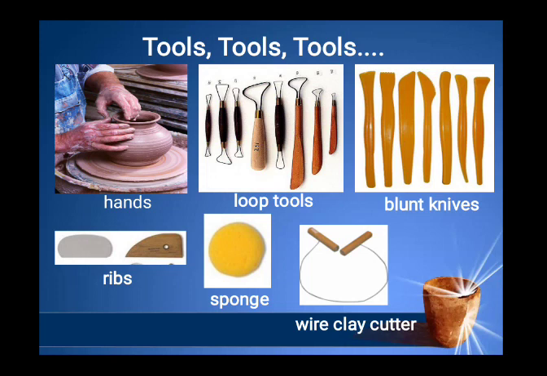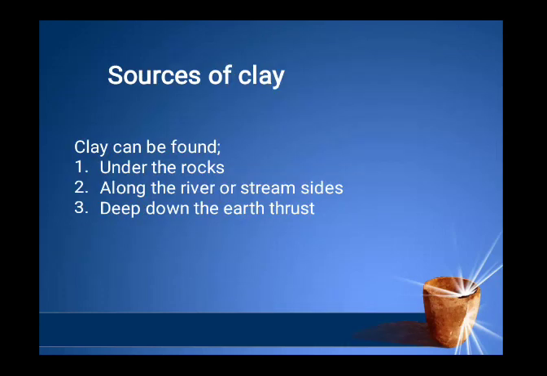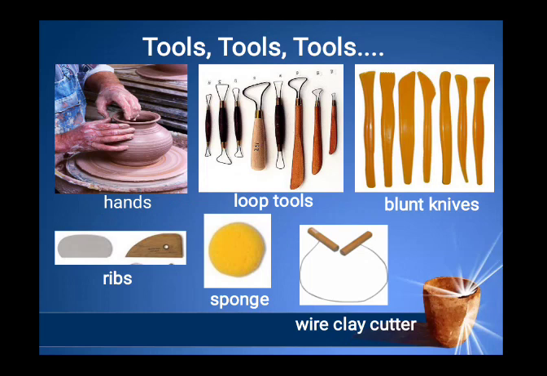Then we need loop tools. As you can see in the picture, loop tools. We have the blunt one. This is what we call loop tools. Then we have sponge or foam. You can also use foam, and anything else you can get your hand on that will create texture in the clay.